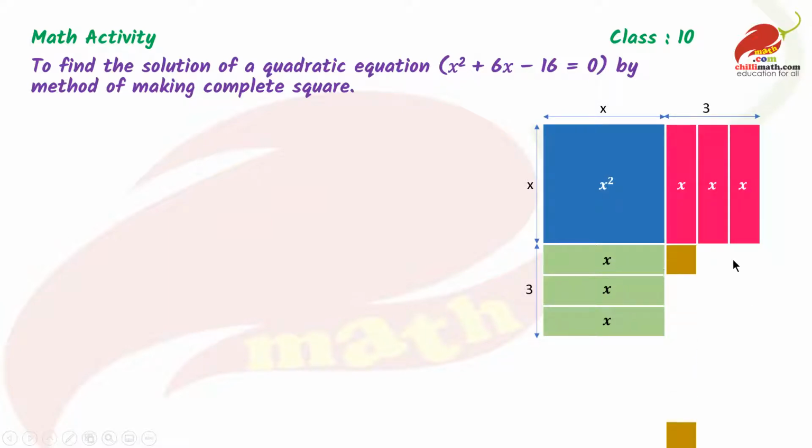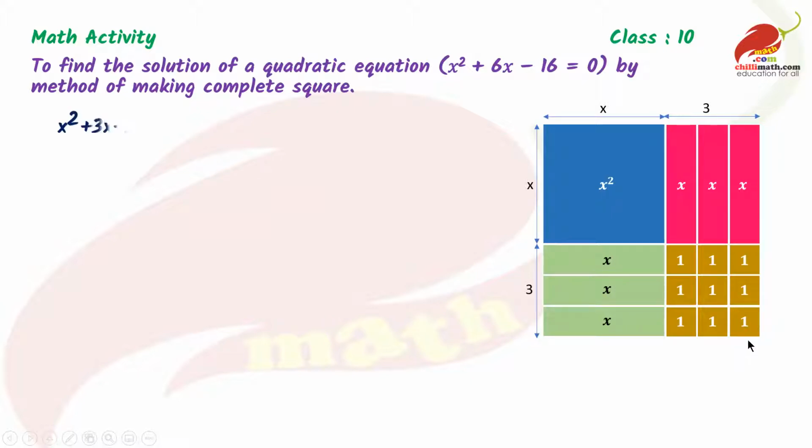After this, we are adding few squares of side 1 unit to make this a complete square. So we have added 9 squares with area. Now writing this in the form of equation, this is our x square plus 3x for this green strips and plus 9 for these 9 squares of 1 unit, and combinedly they form a square of side x plus 3. So its area is equal to x plus 3 whole square.